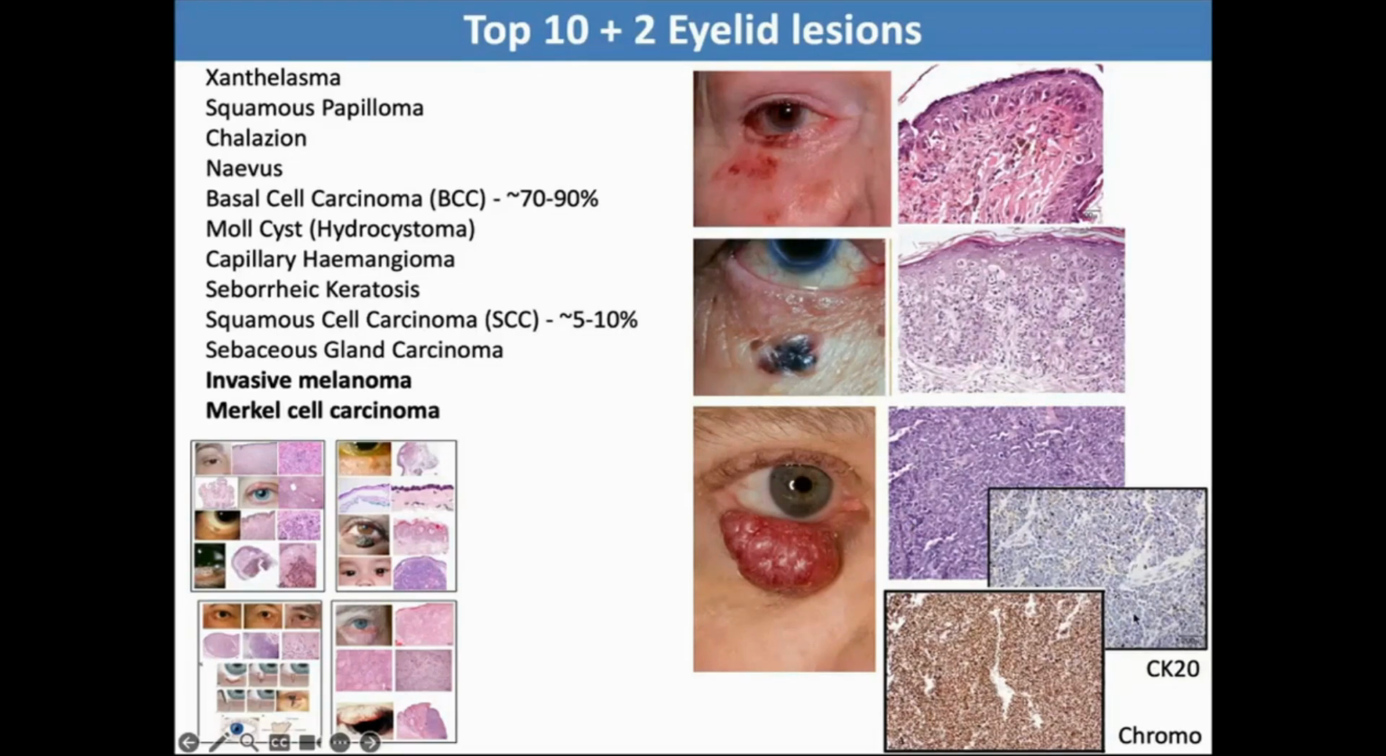The positivity, you can't really see at this magnification, I'm sorry, of cytokeratin 20. It shows typically the sort of dot-like expression. And similarly, you may get a dot-like expression of neuroendocrine markers such as chromogranin and synaptophysin. You're probably aware that Merkel cell carcinoma is associated or can be associated with the polyoma virus.